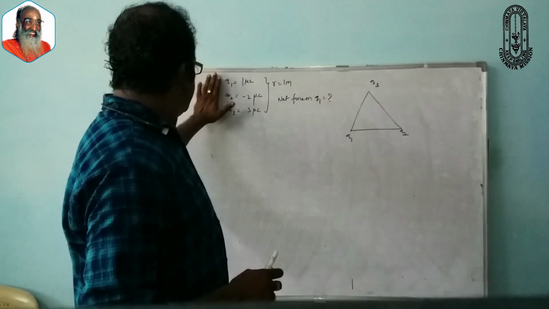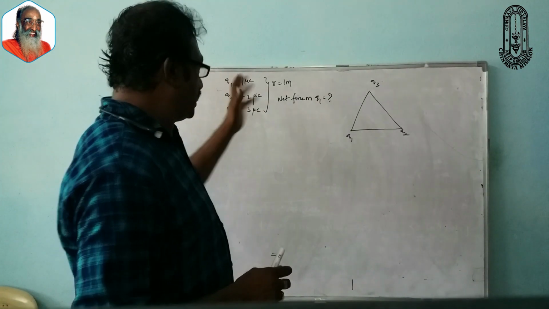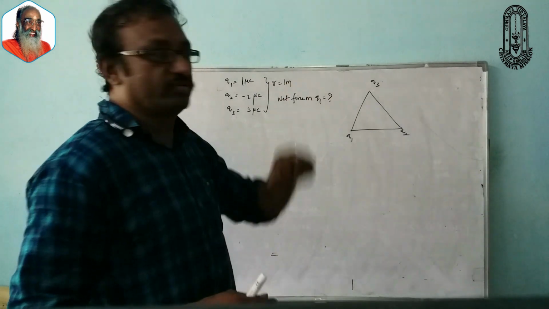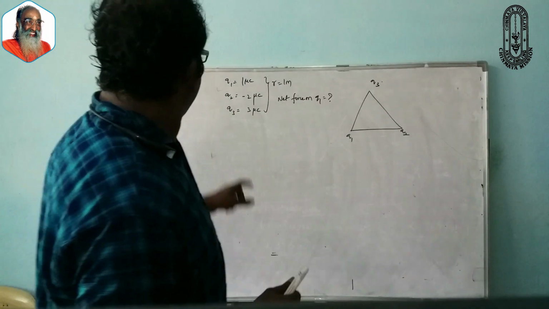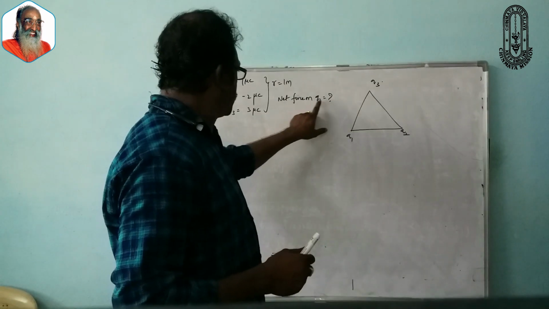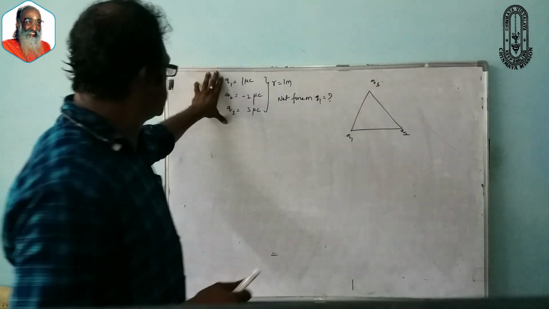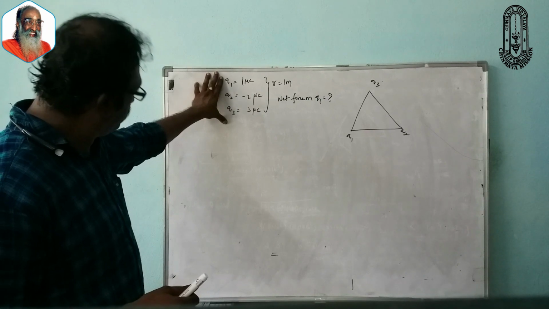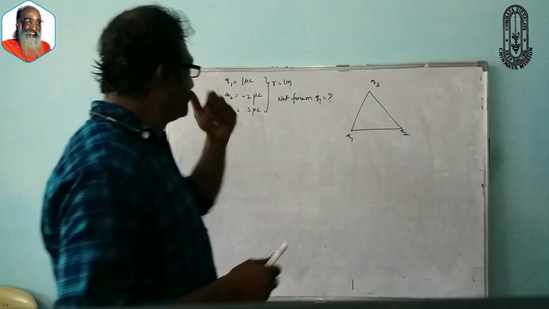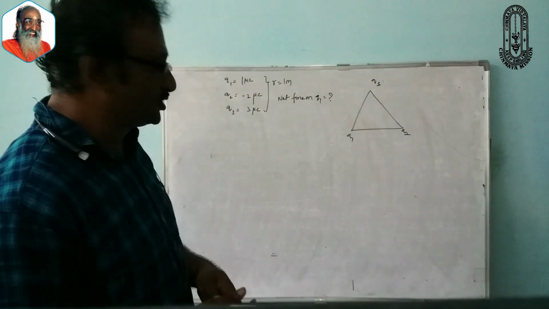So here Q1, Q2, Q3 are taken at the vertices of an equilateral triangle, and here the same thing. Now what is the net force on Q1? And these are the charges. Q1 is 1 microcoulomb, Q2 is minus 2 microcoulomb, Q3 is 3 microcoulomb. And what is the net force on this Q1?